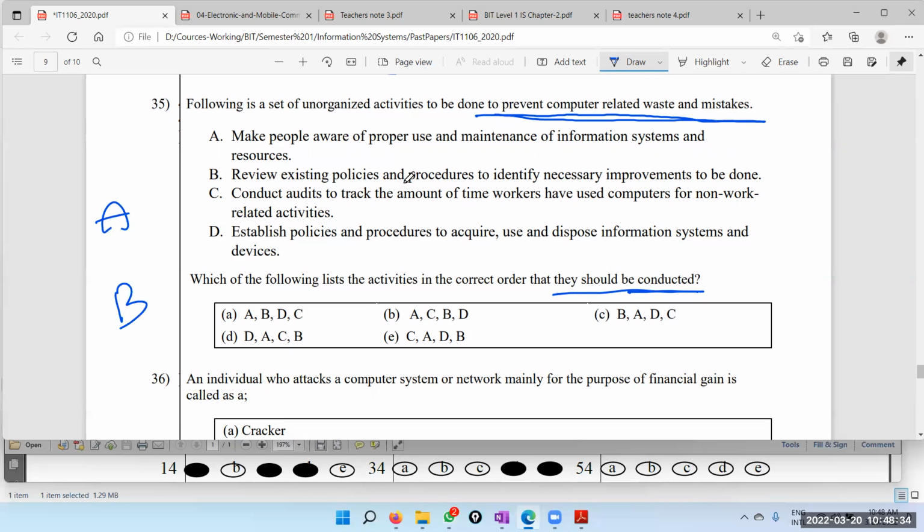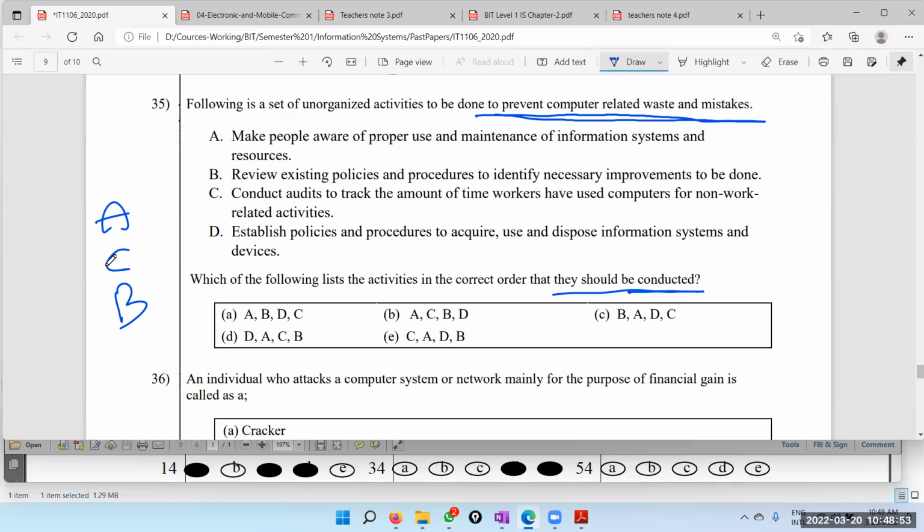Conduct audits to track the amount of time workers have used computers for non-work related activities. Right? So that means after giving the awareness and other things. Okay, after awareness, we have to conduct these.